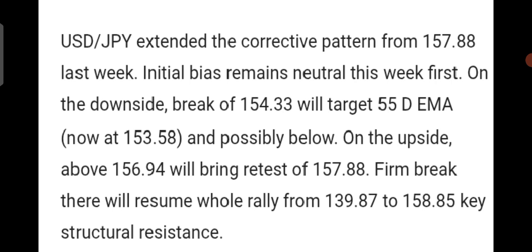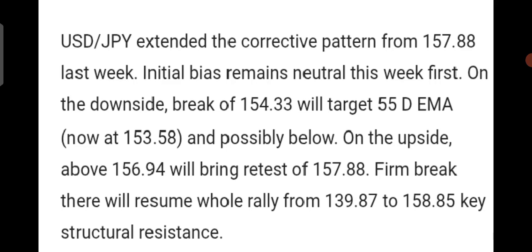Now, what we're going to do is buy the break of a resistance and target the next resistance, sell the break of a support and target the next support. We're going to buy if the outlook is in favor of uptrend, and then we're going to sell when the outlook is favoring downtrend.